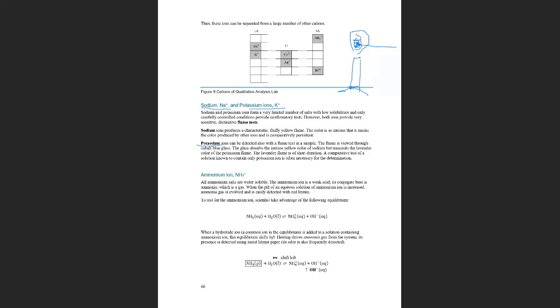So you put a cobalt blue glass, and the blue glass will absorb the yellow color of the sodium and transmit the lavender color of the potassium. So this is basically how we are going to see potassium. Potassium is a little difficult to see because the color doesn't last long, and you will have to test it with a reference, with a sample that you really know has potassium.